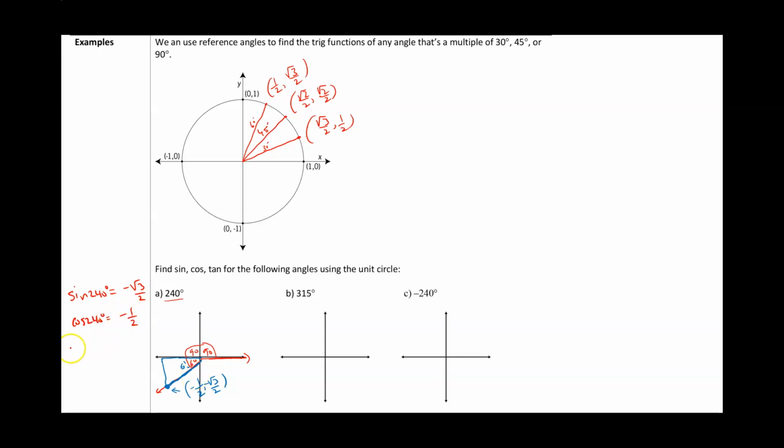And then the tangent of 240 is going to be y over x. So the y value is negative radical 3. The x value is negative 1. So if we do y over x, that'll be negative radical 3 over negative 1, which is just going to be positive radical 3. Okay, we got our sine, cosine, and tangent. So these two here, letters B and C, we will do these in class.